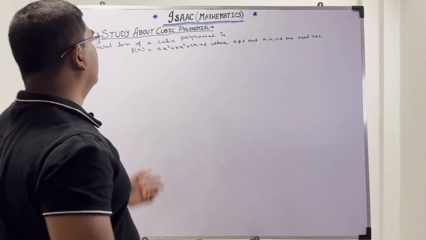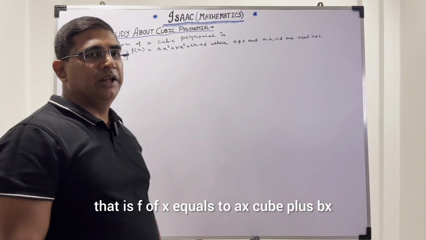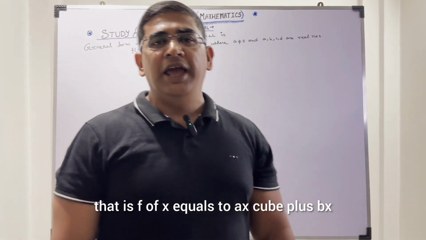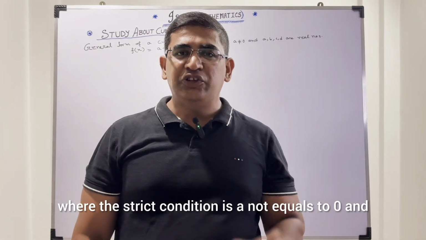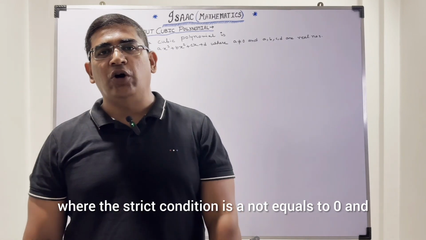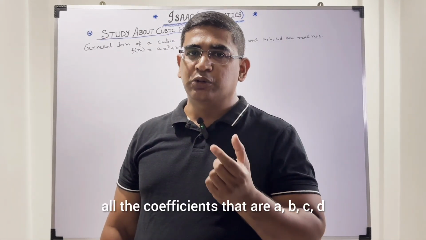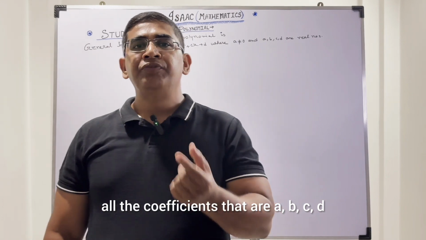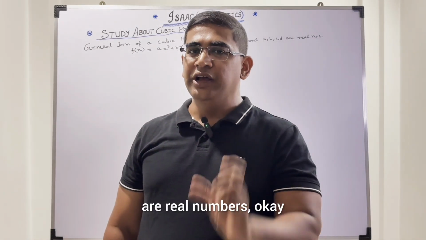Okay, so this is the general form of a cubic polynomial, that is f of x equals to ax cube plus bx square plus cx plus d, where the strict condition is a not equals to 0 and all the coefficients that are a, b, c, d are real numbers.